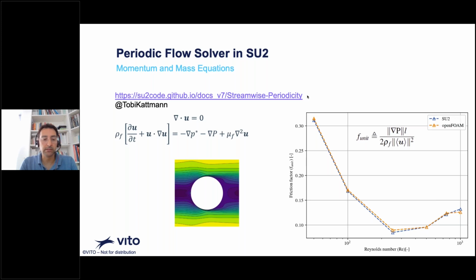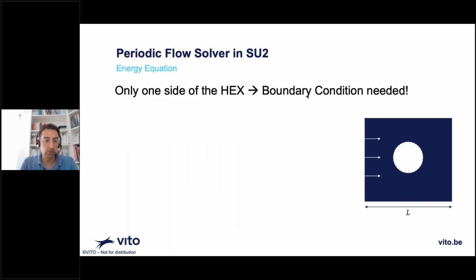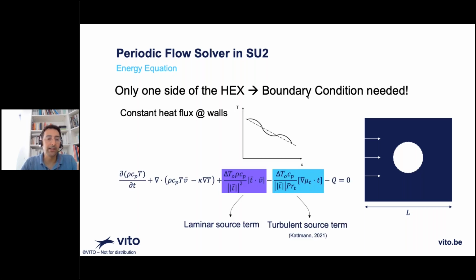But what about the temperature field? Or equivalently, the energy equation? Here there is the problem. The periodic flow solver does consider only one side of the channel. This implies that we had to model what happens on the other side of our channel by setting an appropriate thermal boundary condition. The current implementation of SU2 is valid for a constant heat flux boundary condition. So at the wall, we have to prescribe a predefined value of the heat flux.